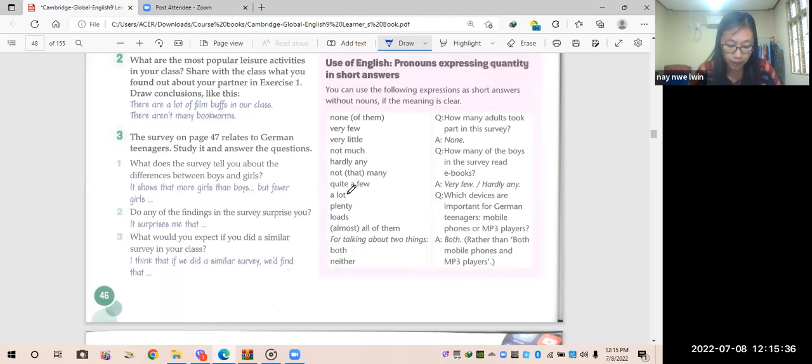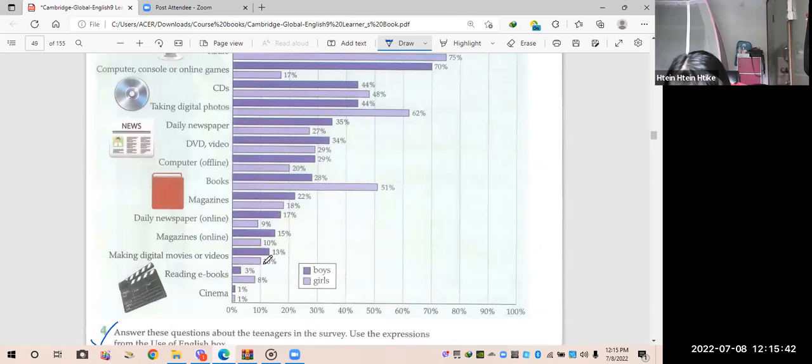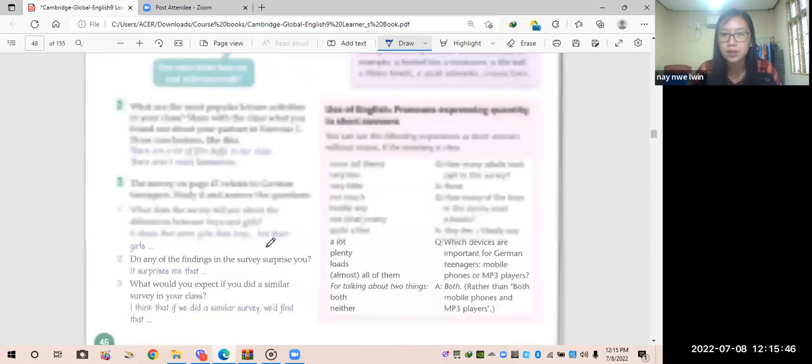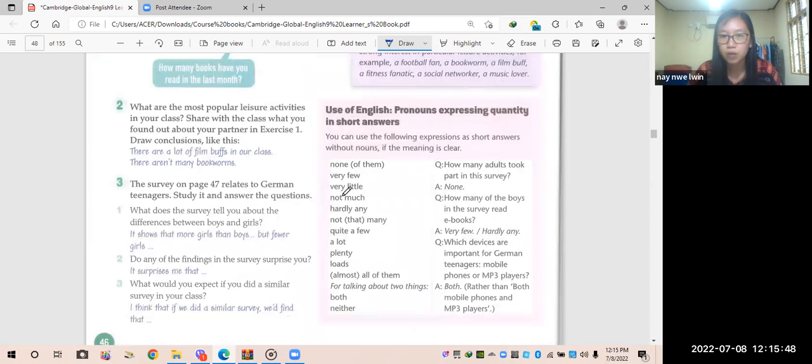And how about number six? How many boys read books? Reading books. Very little. Yes, so only 3%, right? So we can use very little or not much or hardly any. We can use hardly any, right? Because it's only 3%, so hardly any or very little.